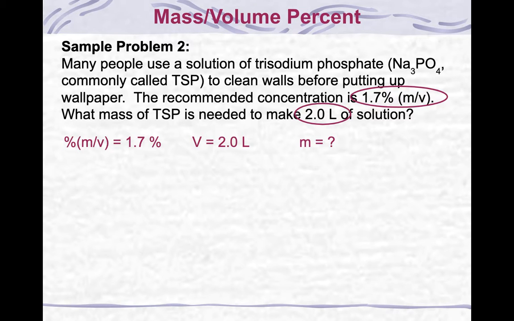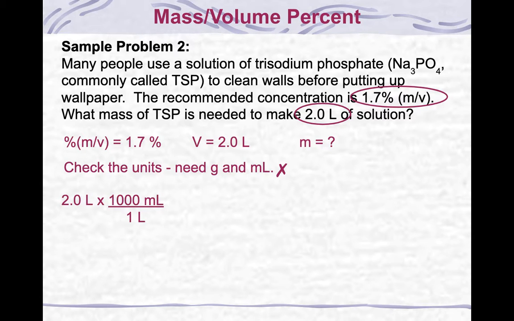So before we start, we need to check on the units. So we need grams and milliliters. Because we're finding mass, as long as we use milliliters for volume, the mass unit will be grams. But we don't have milliliters right now, we have liters. So the first thing you need to do is convert that liters to milliliters, right? And there are 1,000 milliliters in 1 liter, so that's 2,000 milliliters. Or if you wanted to put it to the correct significant figures, you would need to put it into scientific notation.